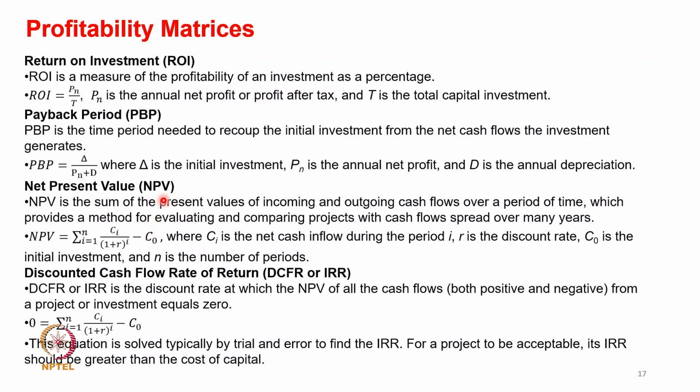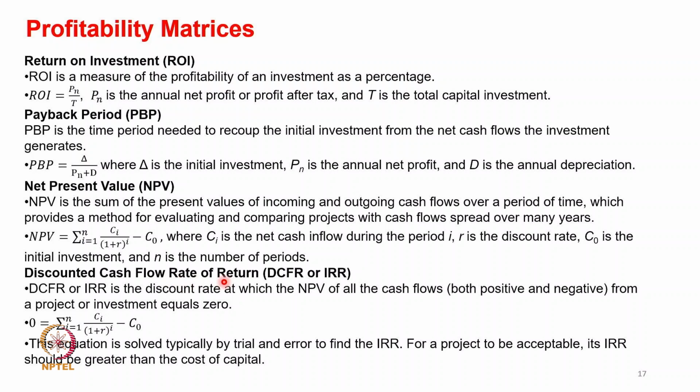And net present value, NPV. So NPV is the sum of the present values of incoming and outgoing cash flows over a period of time, which provides a method for evaluating and comparing projects with cash flows spread over many years. So NPV is computed as the summation of i equal to 1 to n of Ci over (1 plus R) to the power i, minus C naught, where Ci is the net cash flow during the period, R is the discount rate, C naught is the initial investment, and n is the number of periods.